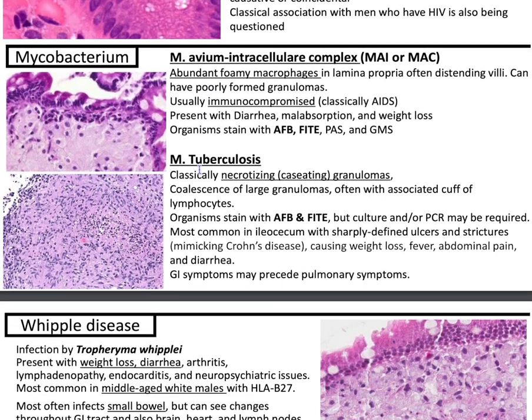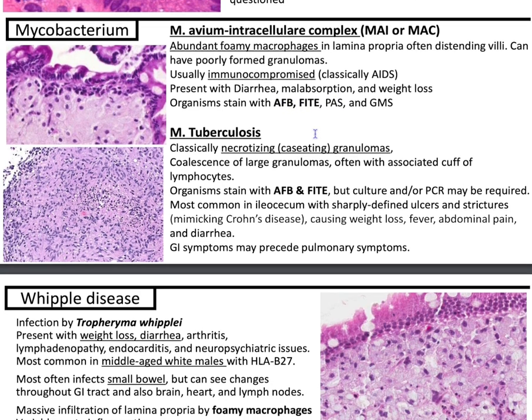Mycobacterium species. You have M. tuberculosis and you have your non-tuberculous species, Mycobacterium avium intracellulare complex. I will just call it MAC. You'll have this abundant foamy macrophages in the lamina propria where it's distending the villi. And you can have poorly formed granulomas, usually in immunocompromised patients, classically AIDS patients. You'll have diarrhea, malabsorption, and weight loss, and the organism stains with PAS, like Tropheryma whipplei, but it also stains with AFB and Fite.